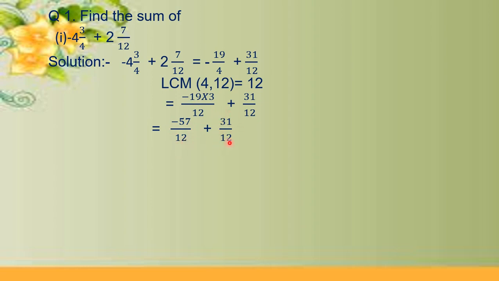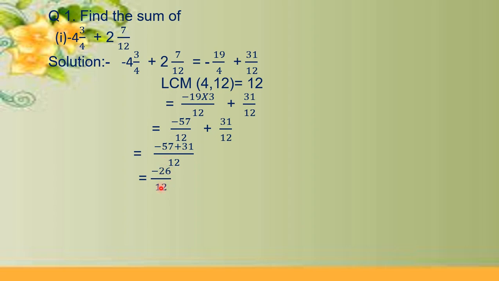Now both the denominators are the same, so we can perform the addition or subtraction only in the numerator. Now here minus 57 plus 31, subtraction is there and 57 is the greater number, so 57 minus 31, the answer is 26. Then 57 has the minus sign, so the answer also has a minus sign, as 57 subtract 31. So the answer is minus 26 upon 12.